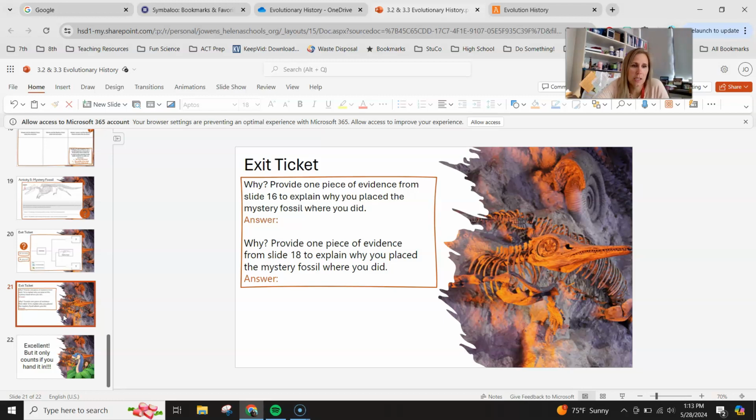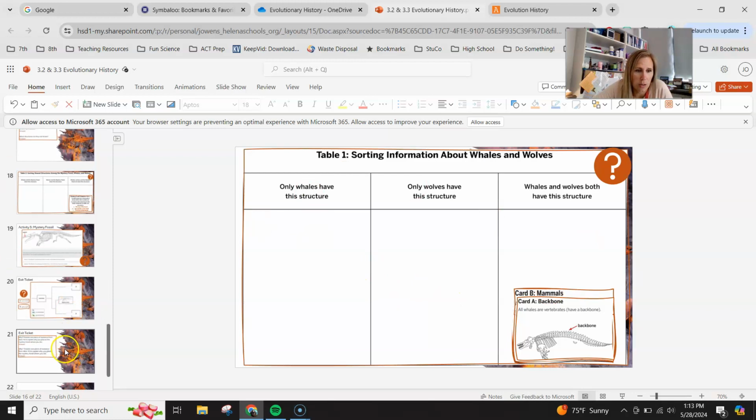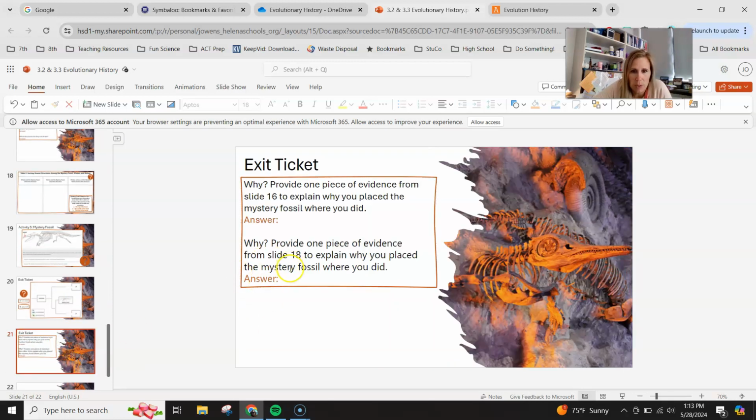Why did you put the mystery fossil where you did? Why did you say it was more closely related to either orca or the wolves? So provide one piece of evidence from slide 16. You will look back to your sorting table on slide 16, and explain one piece of evidence that you said, hey, this is why I think it's more closely related to whales or wolves. Same thing with slide 18.